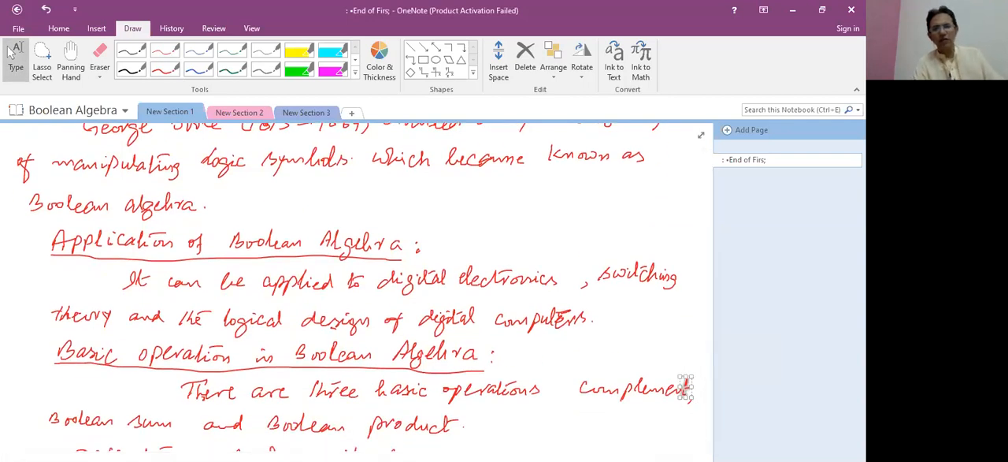Now there are three basic operations in Boolean algebra, students. The first is complement, then Boolean sum, and Boolean product.